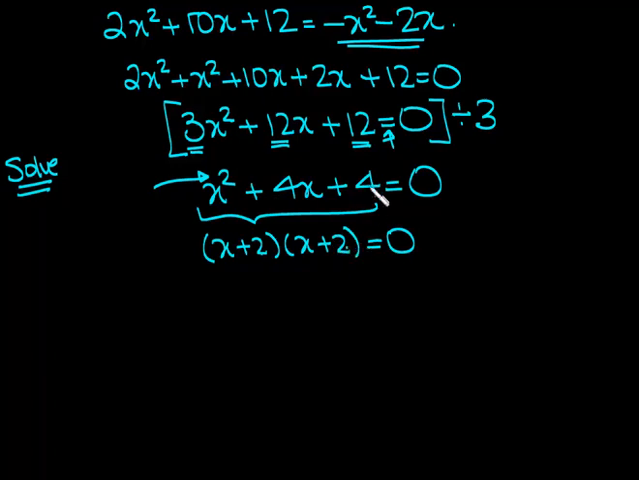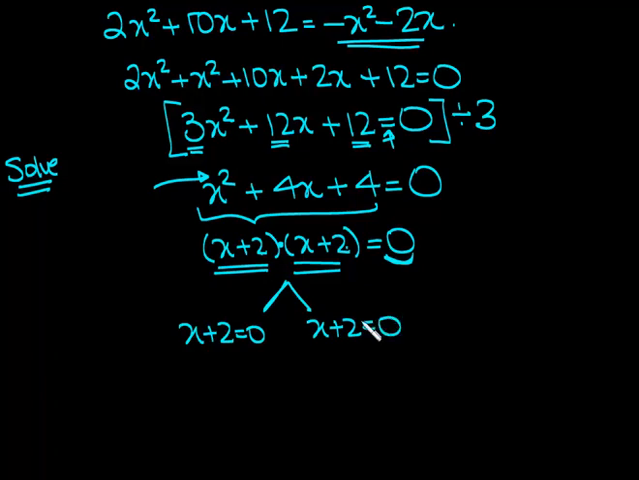So we get 2 times 2 is 4 and 2 plus 2 is 4. So this product here is 0, so that tells me what? The only way when you multiply two numbers and the answer is 0 is if one of them has to be 0. So that tells me x plus 2 is 0 or x plus 2 is 0. So we get x is equal to negative 2 and we get x is equal to negative 2. So there is your answer there. They both happen to be the same.